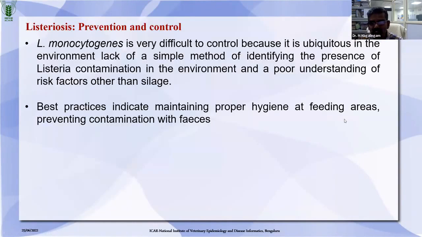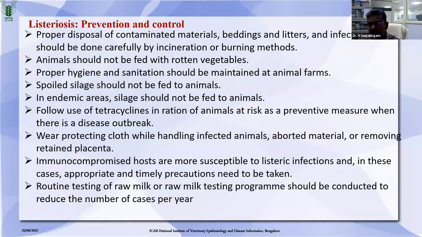Again, prevention and control: since it is ubiquitously present in the environment, it is very difficult to control the organism. The best way is to avoid contamination by feces, keep the sheds neat, and remove contaminating materials, beddings and litters properly. Proper hygiene needs to be maintained in the farm. These are the general biosecurity measures a sheep or goat farm needs to follow, so that it can get rid of Listeria monocytogenes also.